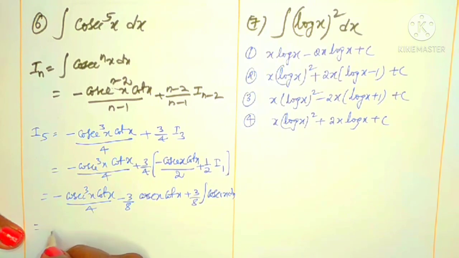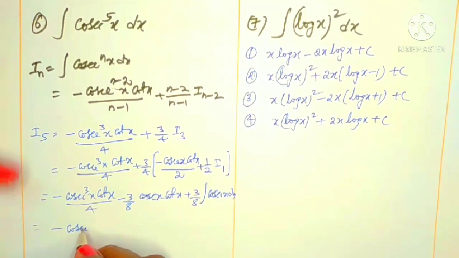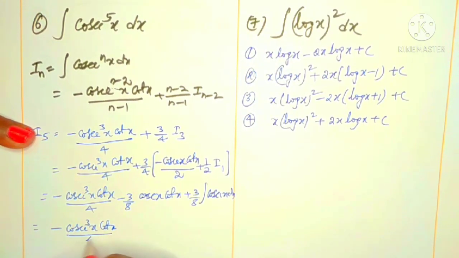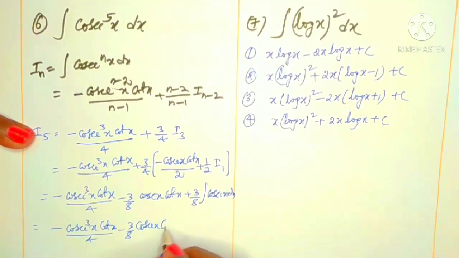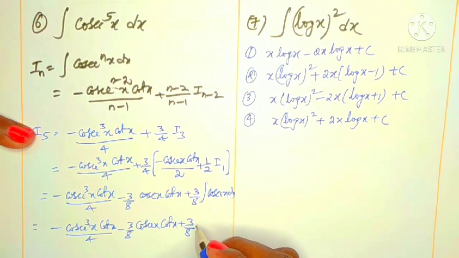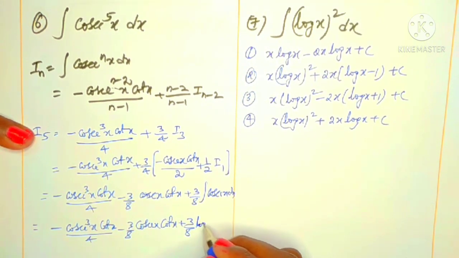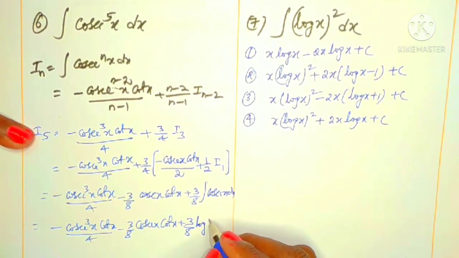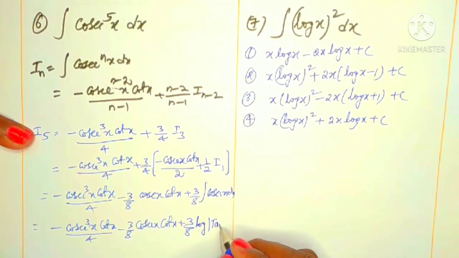Okay, right. Now next step, minus cosecant power 3x into cot x by 4 minus 3 by 8 of cosecant x cot x plus 3 by 8 of cosecant x is in the form of log tan x by 2. That formula you have to use here. I didn't write the options, it is given in the options, that is log mod tan x by 2 form. You have to use this.